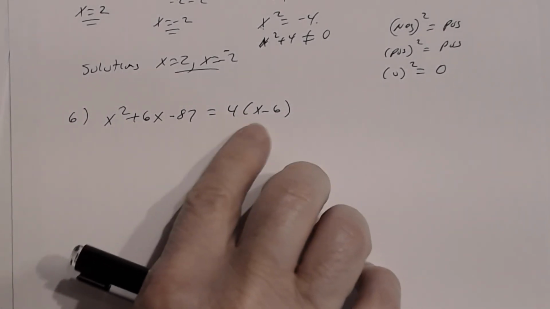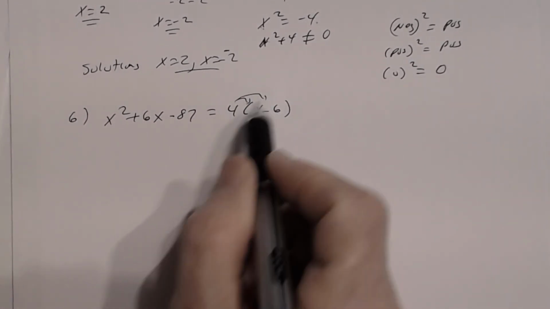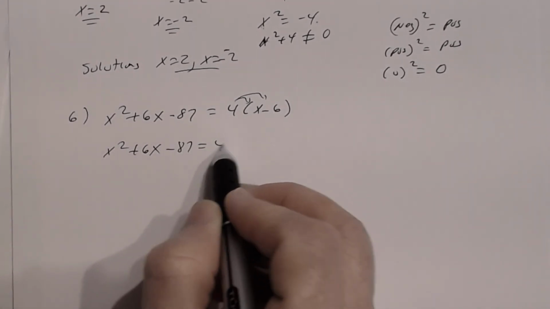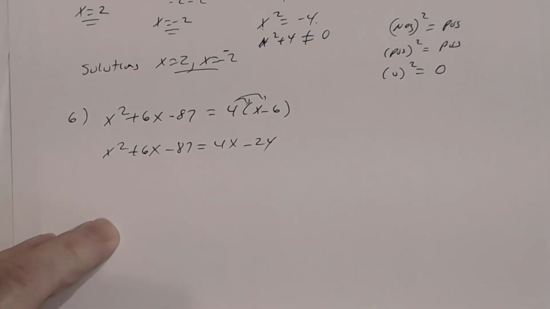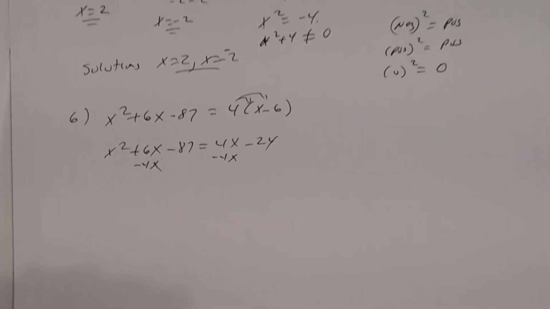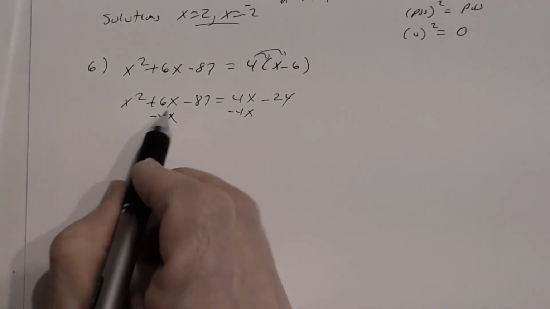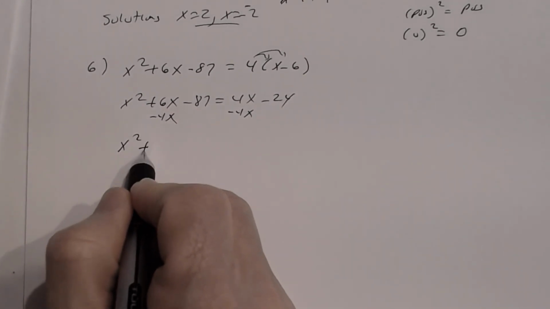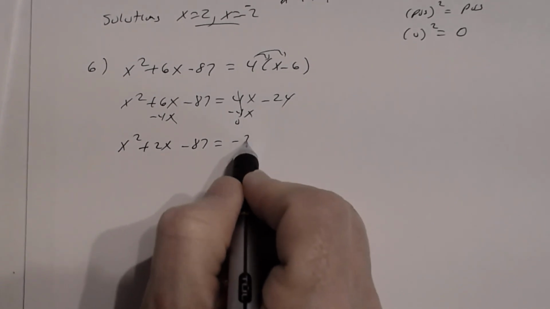Before I do that, though, let's go ahead and distribute this. So I'm going to distribute the 4. So I get x squared plus 6x minus 87 equal 4x minus 24. And now you're going to bring all the terms to one side. So I'm going to subtract 4x just like this. I'm doing one thing at a time. So I'm subtracting 4x, and notice I'm aligning my like terms. And then I'm going to add those. X squared, 6x and a negative 4x is a positive 2x, minus 87 equal, this is 0, a negative 24.